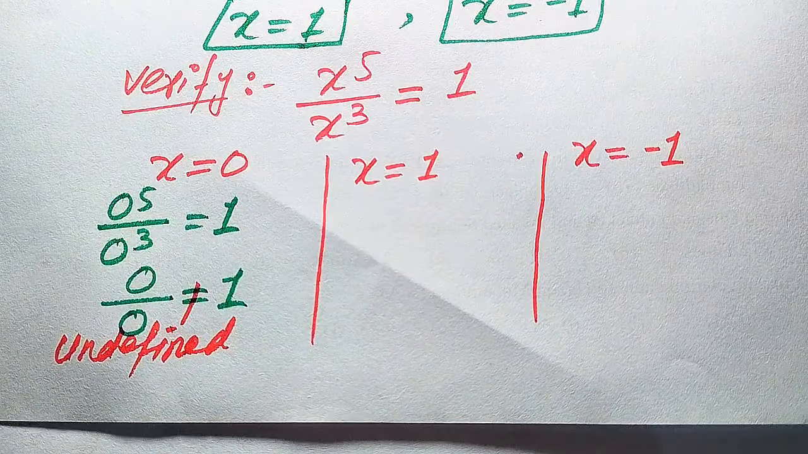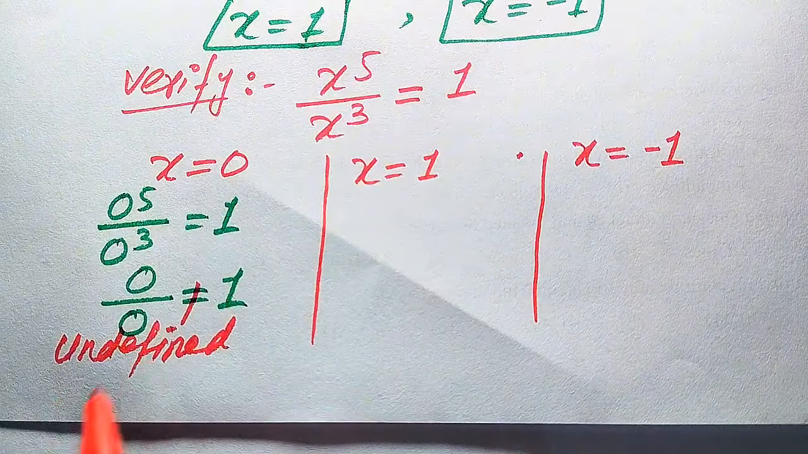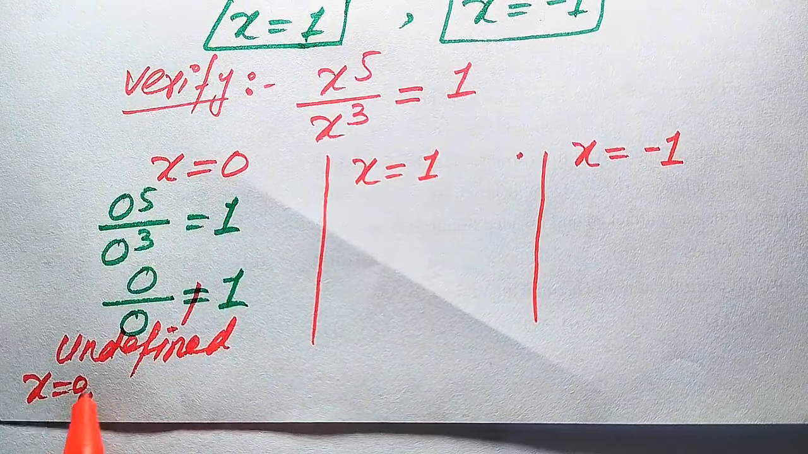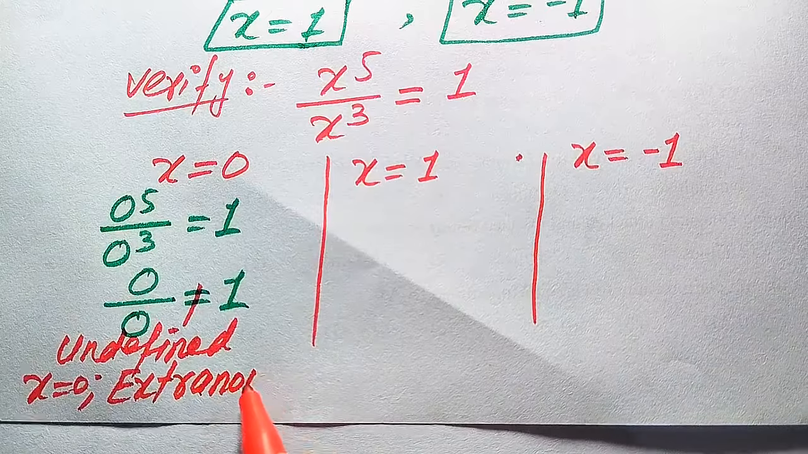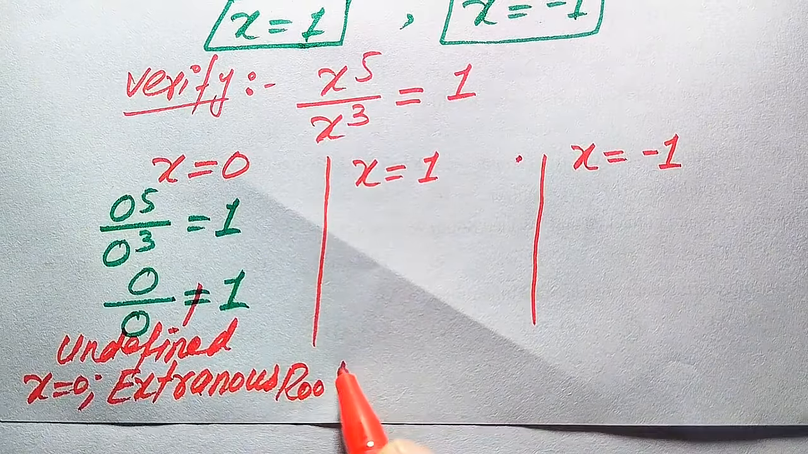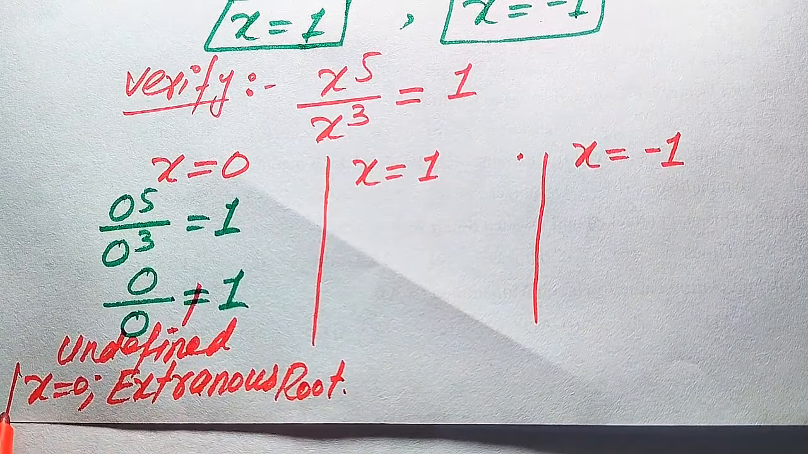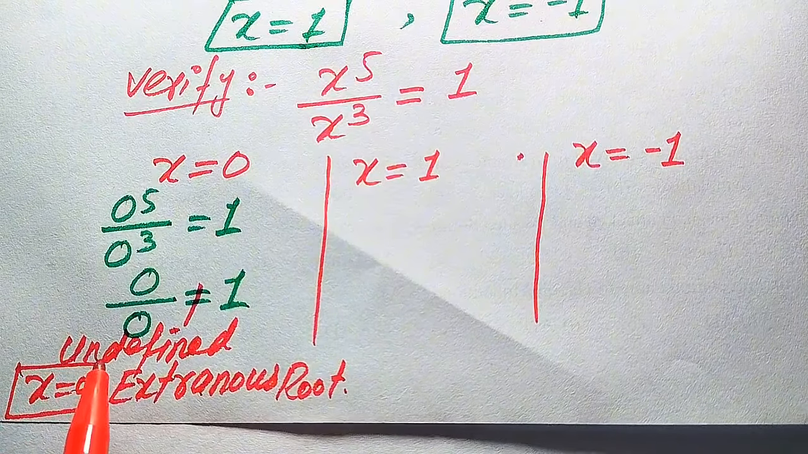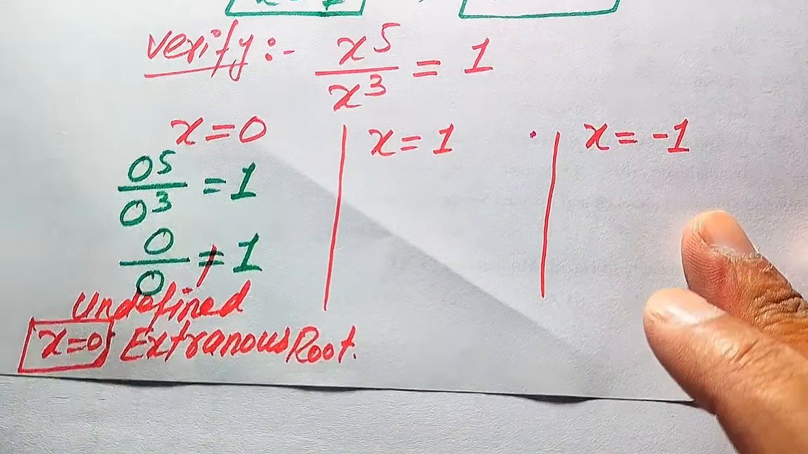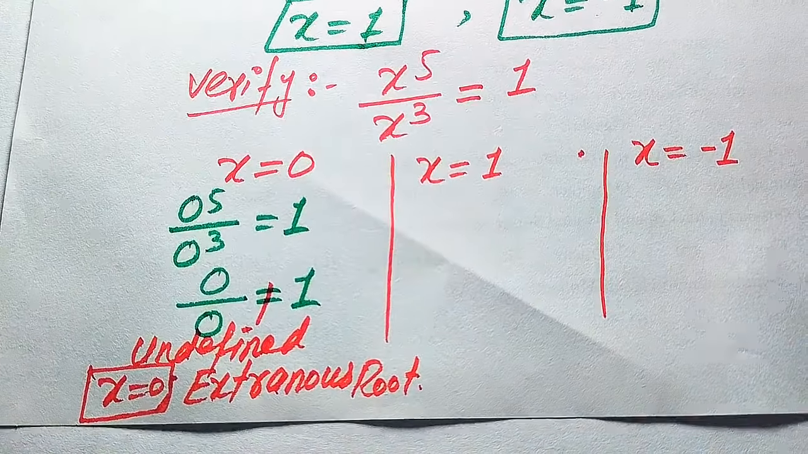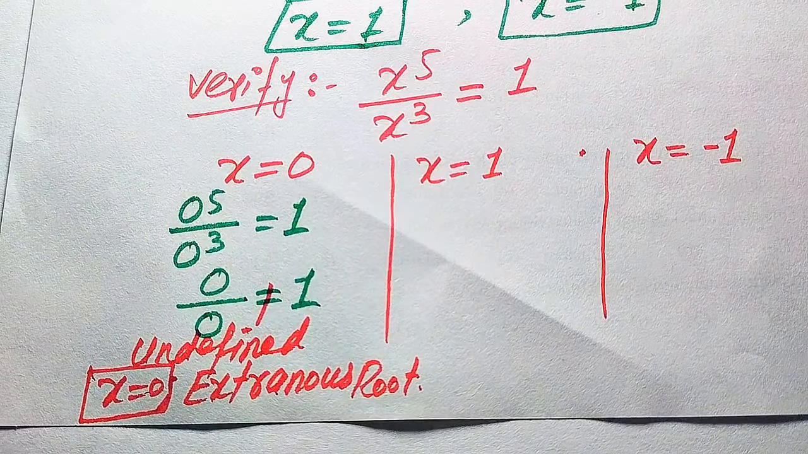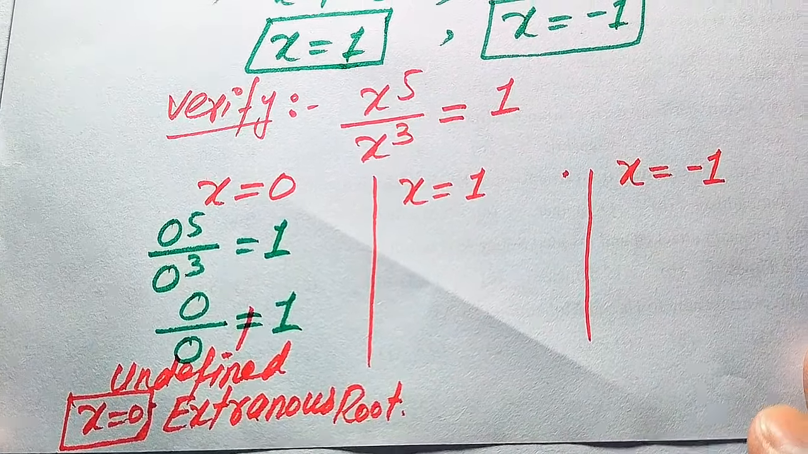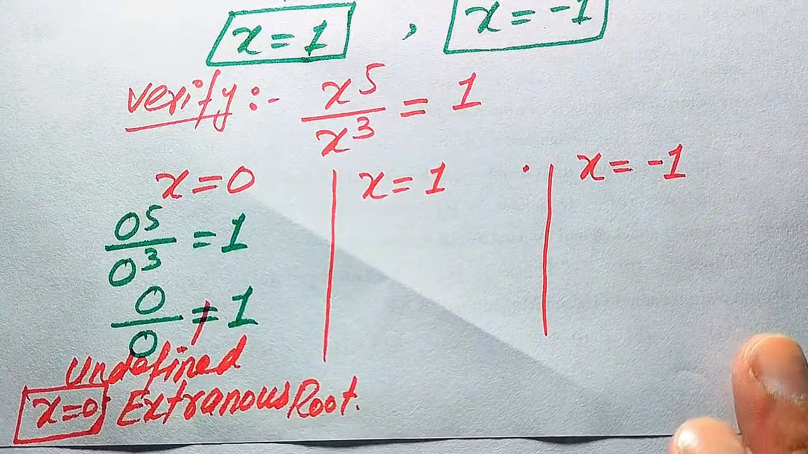So if both of the sides are not equal, we conclude that x equals 0 is the extraneous root of the given equation. Because x equals 0 does not satisfy our given question statement, we call x equals 0 the extraneous root. And in the next step we move towards our second root.